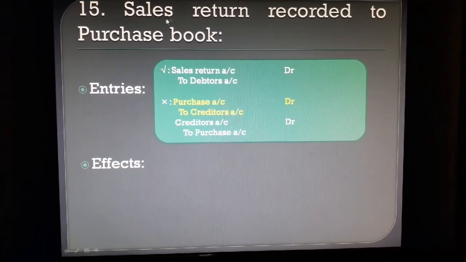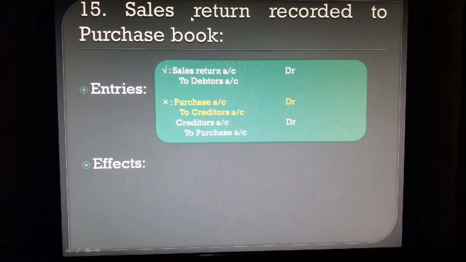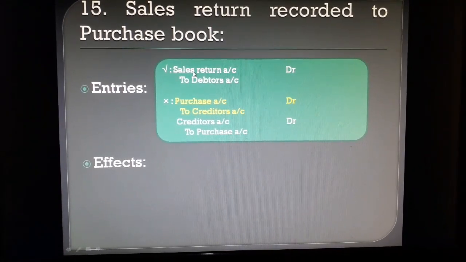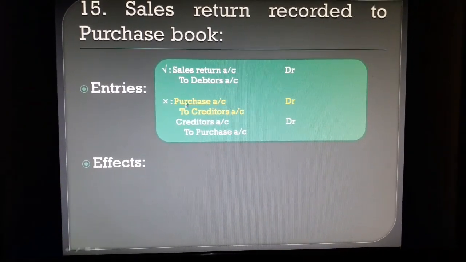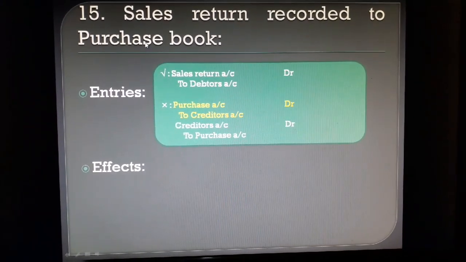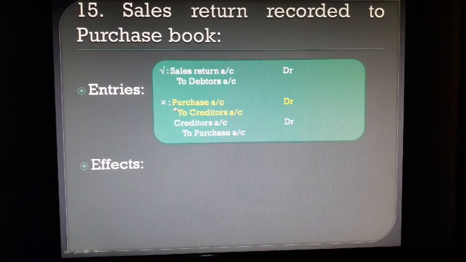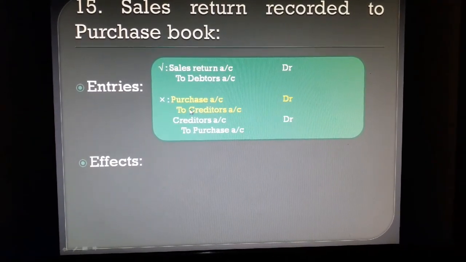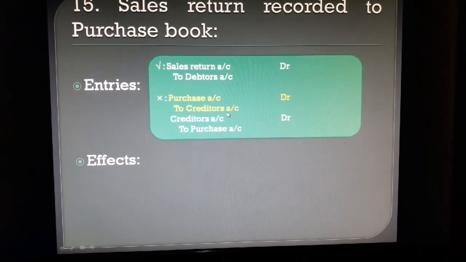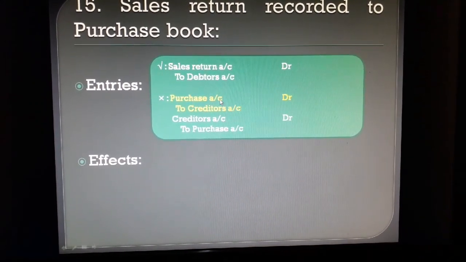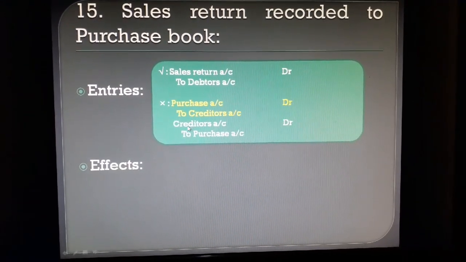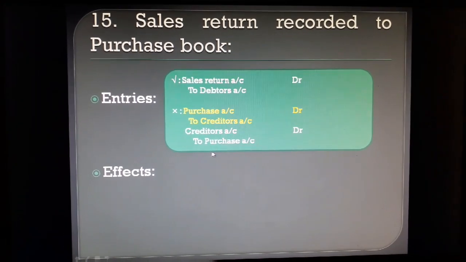So what is the correct entry? It is the transaction of sales return. So the entry for sales return is sales return account debit to debtors account, as goods come in from debtors, because debtors are the giver. It is recorded in the purchase book, that means it is recorded as credit purchase. So the wrong entry is the credit purchase entry, purchase account debit to creditors account. But as it is a wrong entry, that's why we have to rectify. So the rectification entry is creditors account debit to purchase account.